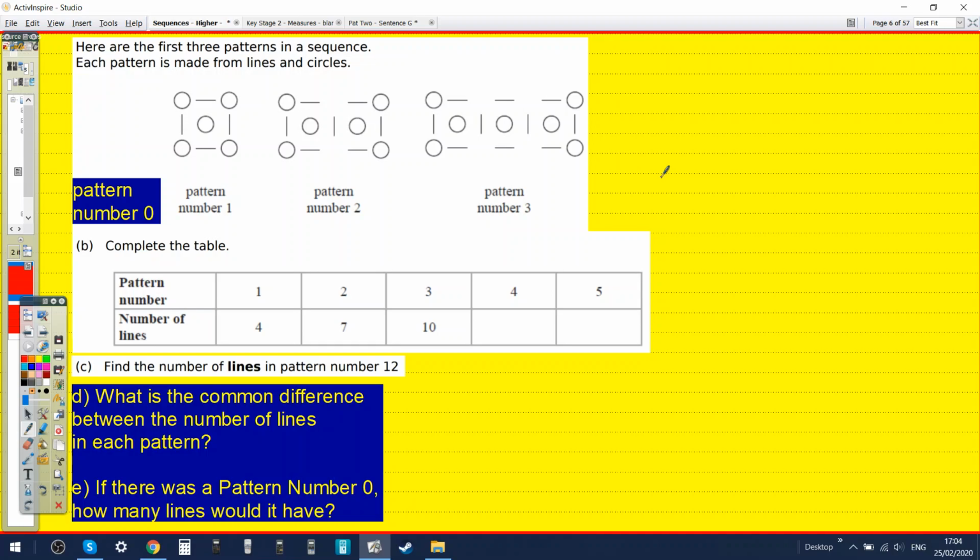Complete the table. Is it 13 then 16? Yeah. Any idea how you'd do C?